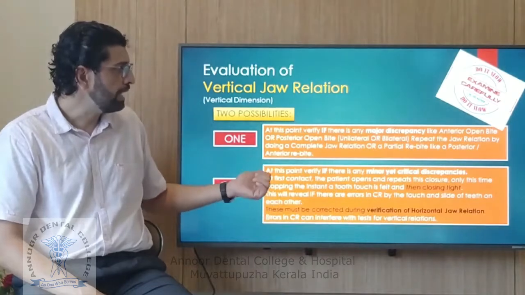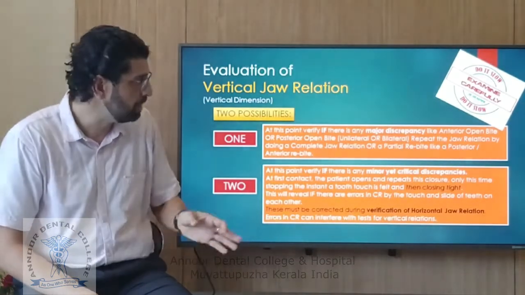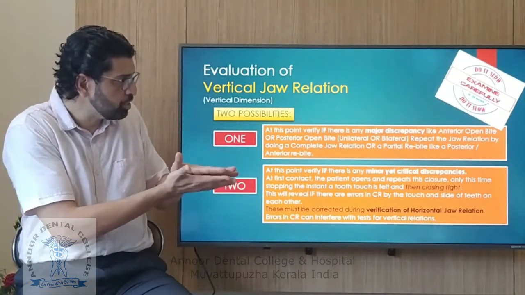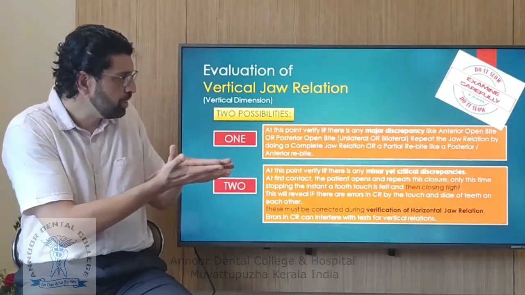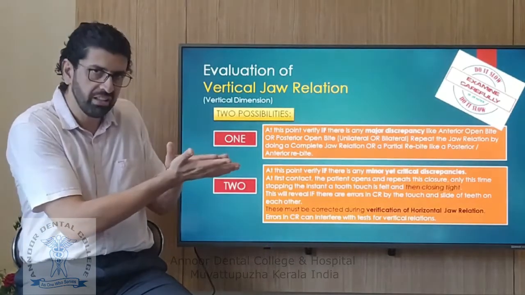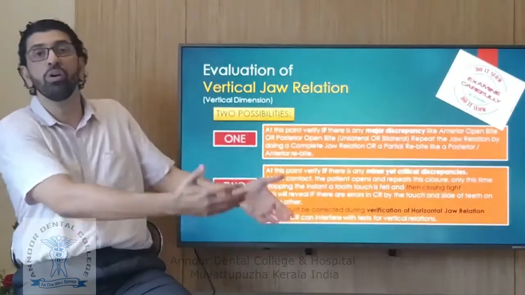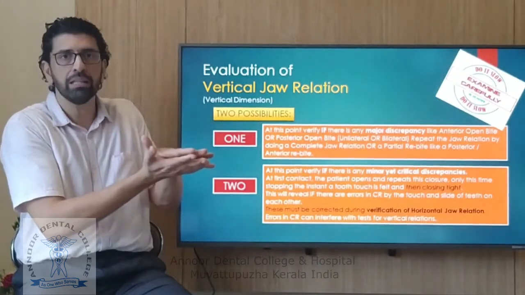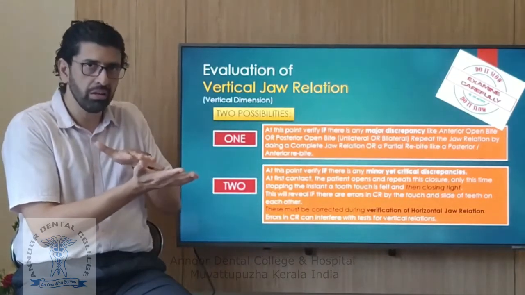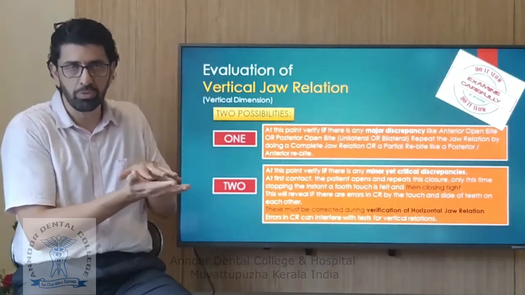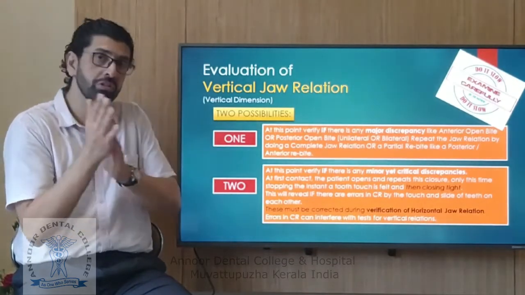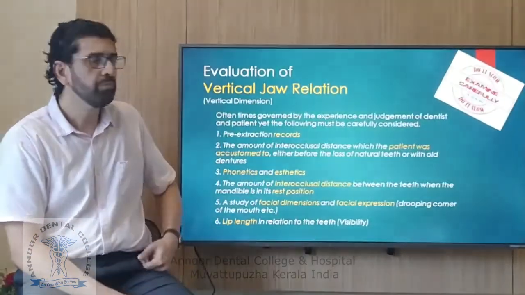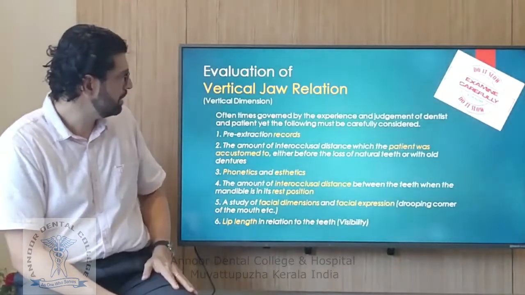The second possibility is if there are minor, sometimes critical, discrepancies, where the patient opens and repeats his closure, but when he's closing tight, you find there is an error, a touch and slide. This touch and slide must be corrected at the horizontal jaw relation step. So if the patient is able to close and there are no huge, major open bite situations, but there's some touch and slide, wait for the next step. Right now you go ahead and complete the check of the vertical relation, right?